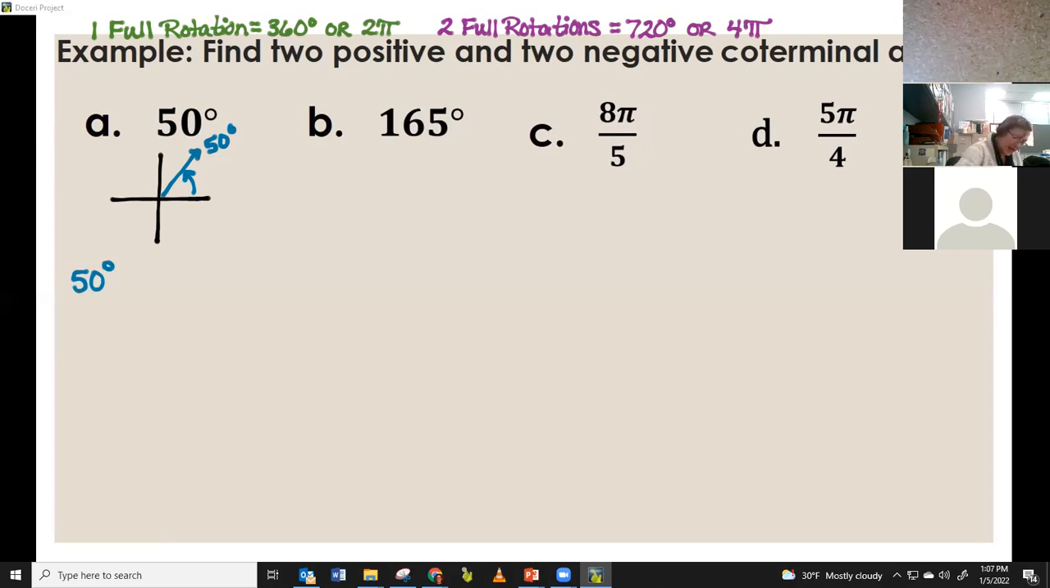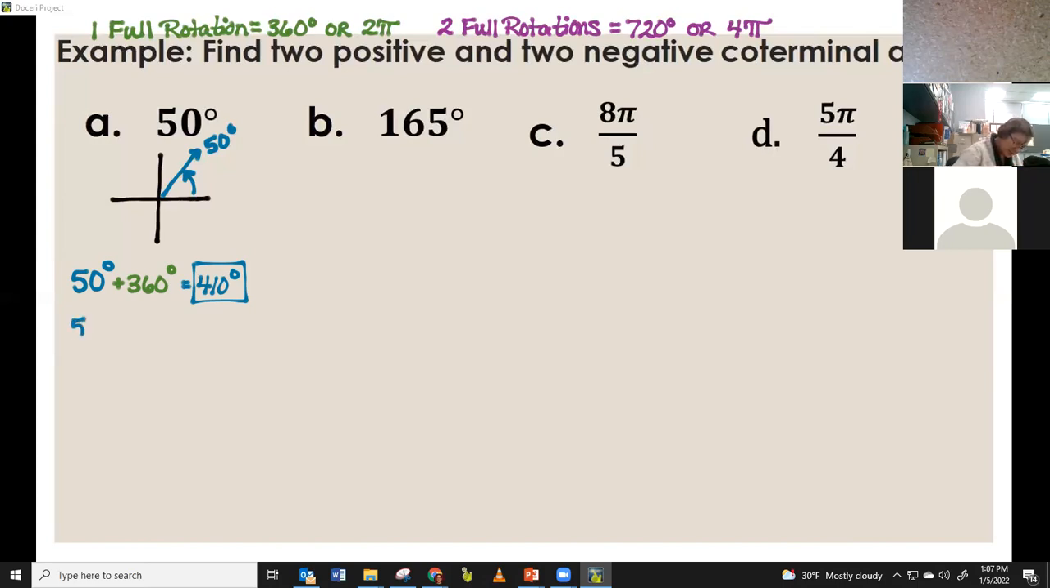Yes, you're going to add 360 degrees to that original angle. And so we get 410 degrees. That would be coterminal. How could I get another positive coterminal angle? Add 360 again. 2 full rotations. So I can either take that 410 and add another 360 to it.